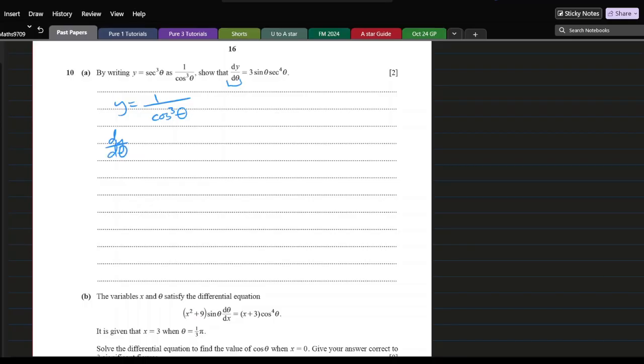So dy d theta is equal to, we can write that as y is equal to u over v, and we know that the result that we want is dy dx is equal to v du dx minus u dv dx, and this is all over v squared. So we're saying u is our numerator, which is this 1 over there, and then v is our denominator, which is the cos cubed theta. I'll write it as cos theta cubed.